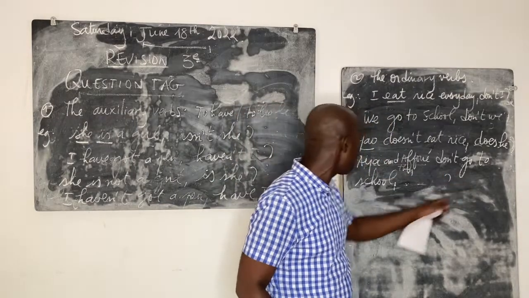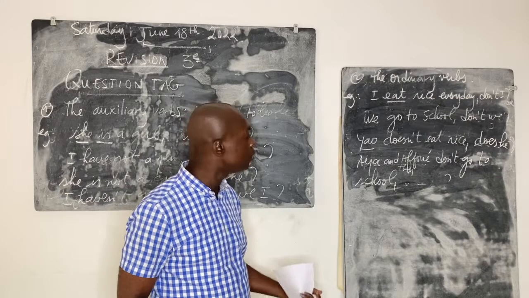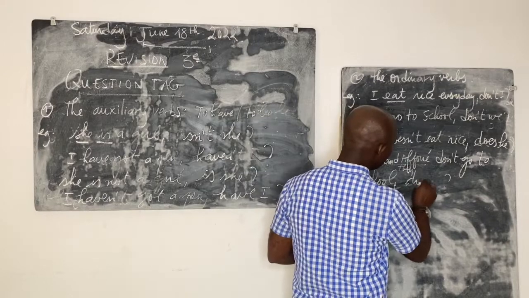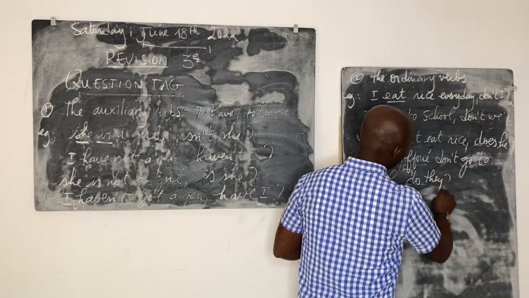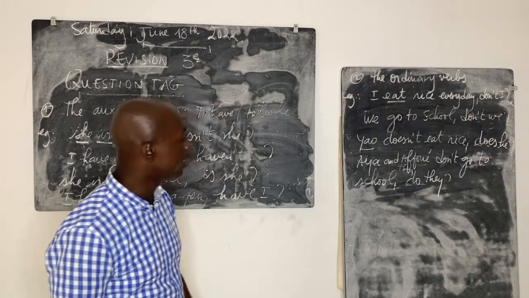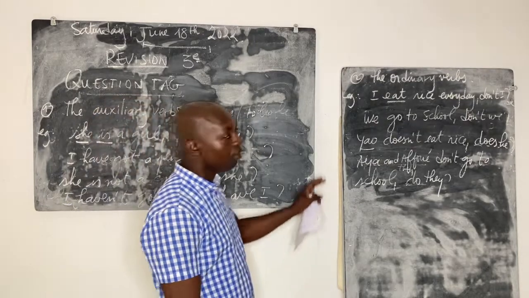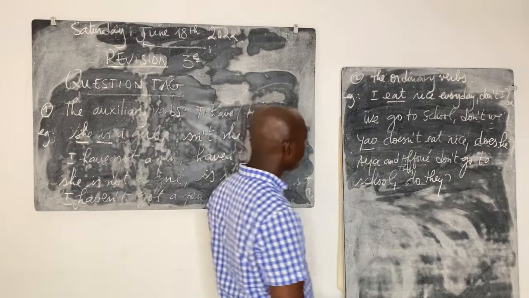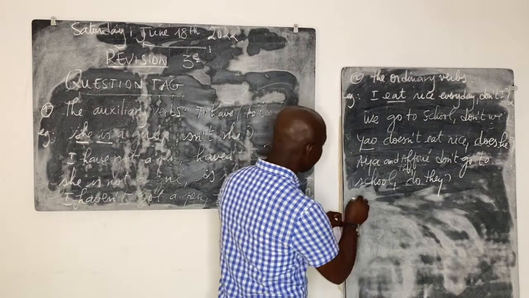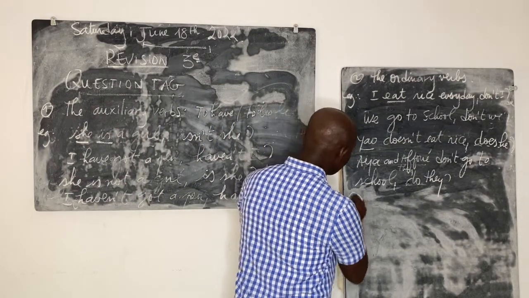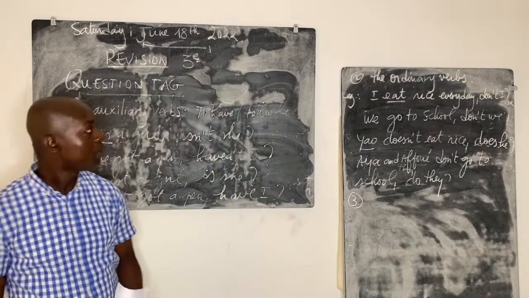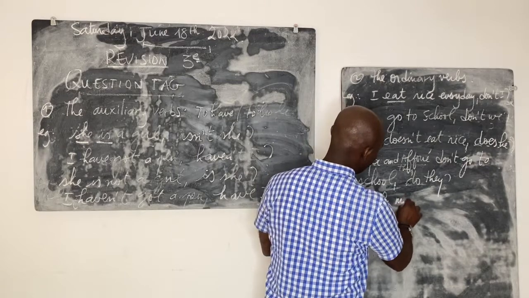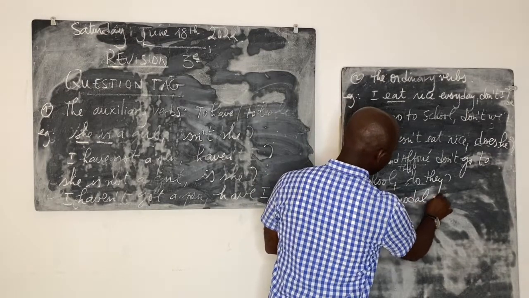And as you see, when the sentence is in negative form, the tag is going to be in interrogative form. So it's going to be do they, okay. So this is for the ordinary verbs. And right now, we're going to tackle the modals, okay. The modals.